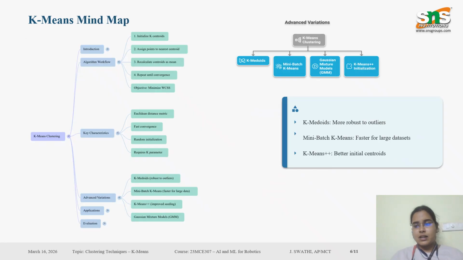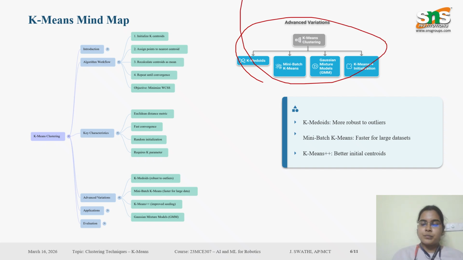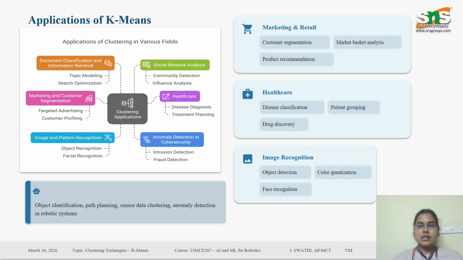Coming to the recap of the last three steps, we have K-medians, mini-batch K-means, Gaussian methods, and initializations. All of these come under K-means clustering methods. K-medians is more robust to outliers, mini-batch K-means is fast for large data sets, and K-means++ gives better initial centroids. These are the types of K-means algorithms.